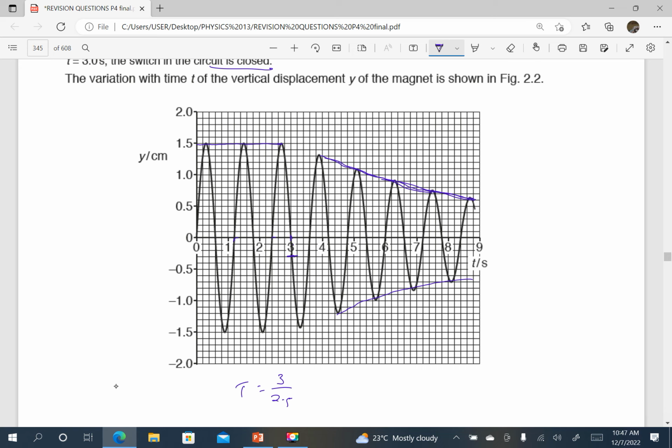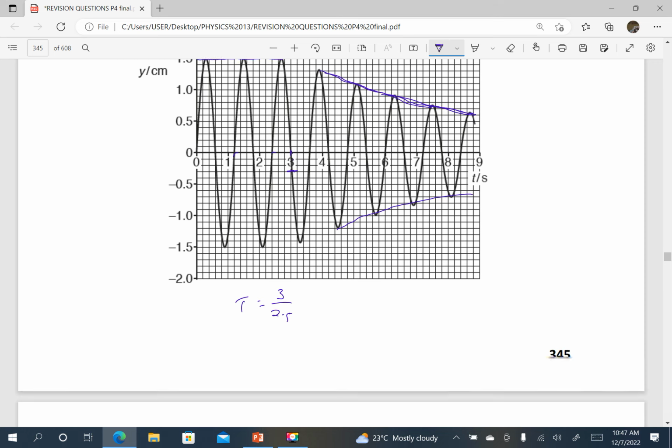Remember I said for heavy damping, there are no oscillations. For critical damping, there are no oscillations. The system just gradually goes to equilibrium without oscillation. In critical damping, it goes in the shortest time possible. In heavy damping, it may take more time, but there are no oscillations in both cases.